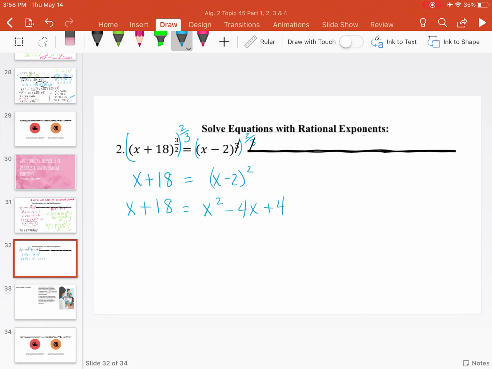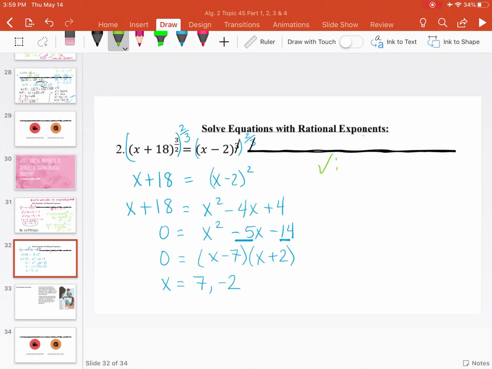Now, in order to solve for x, we're going to set it equal to 0. So I can subtract 18 from both sides, as well as subtract x, and get x squared minus 5x minus 14 equals 0. Now I can factor, and 0 equals (x minus 7) times (x plus 2). What two numbers multiply together to get negative 14, but add together to get negative 5? Using the zero product property, x could either equal positive 7 or negative 2. Now let's check to make sure none of these solutions are extraneous.